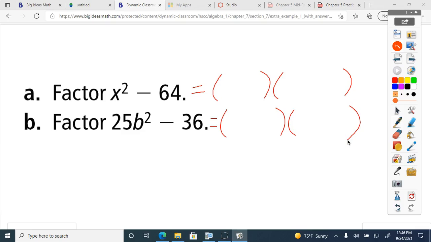X squared. Is that a perfect square? Yes. Is 64 a perfect square? Yes. So they're being subtracted. So all you have to do is, what's the square root of x squared?